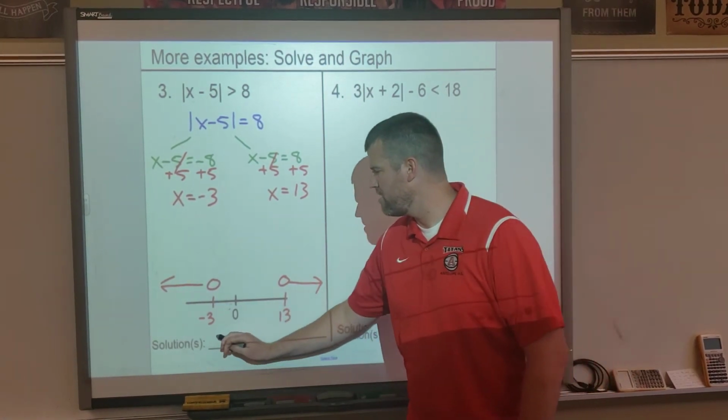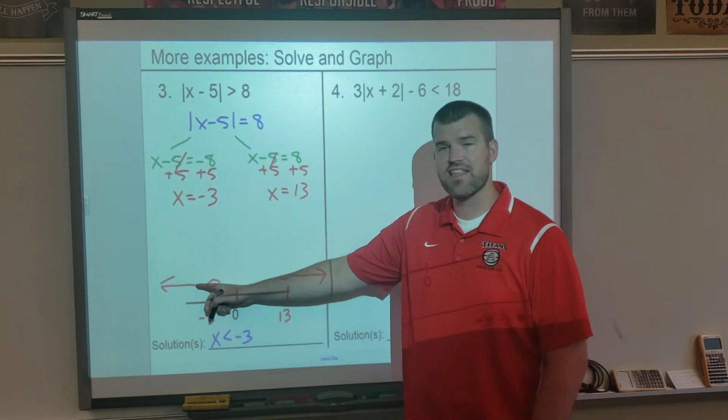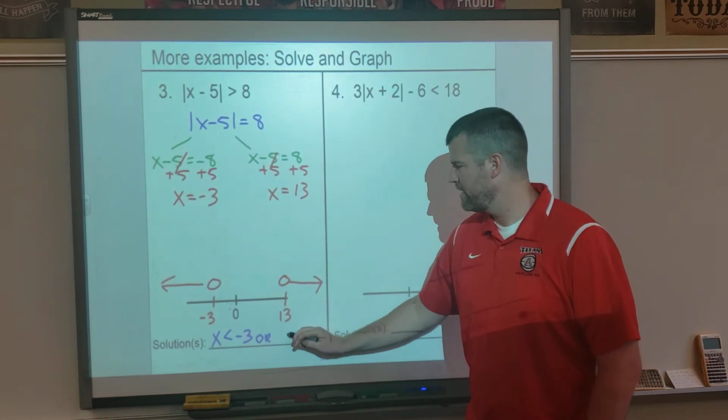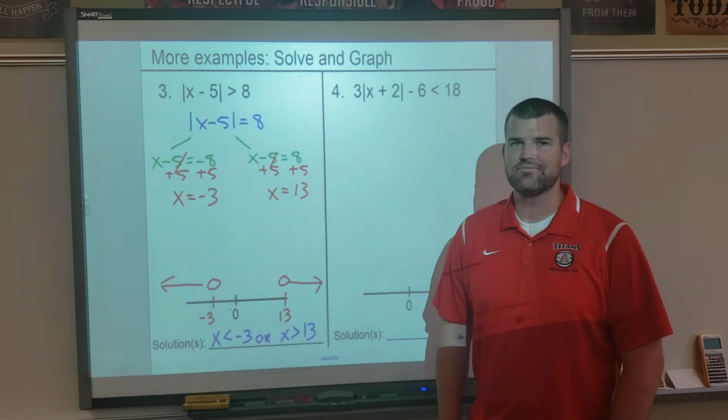Our solutions are all numbers less than -3, right? So that's that graph right there. Or, according to this graph, we can also have all numbers that are greater than 13.